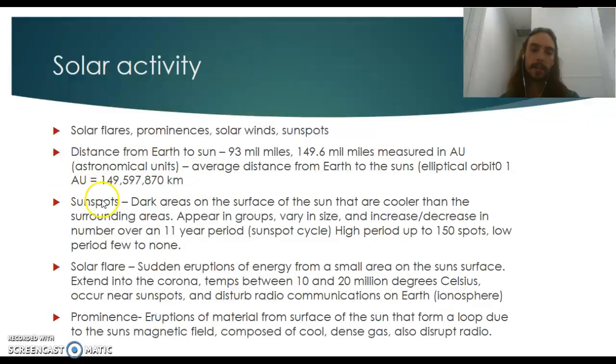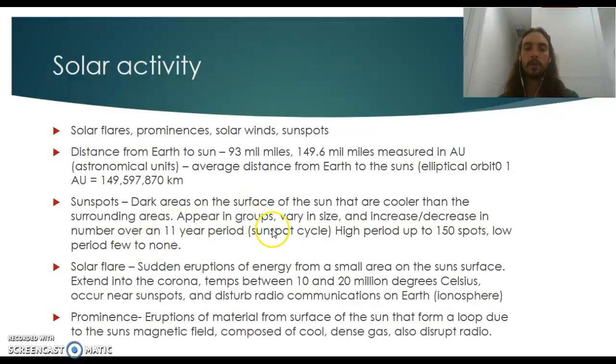So what are sunspots? Sunspots are dark areas on the surface of the sun that are cooler than the surrounding areas. So they appear darker due to our spectrographs and spectroscopes. They appear in groups, they vary in size, and increase or decrease in number over an 11-year period, and that's called the sunspot cycle. A high period can contain up to 150 spots, where a low period can contain few to no sunspots.